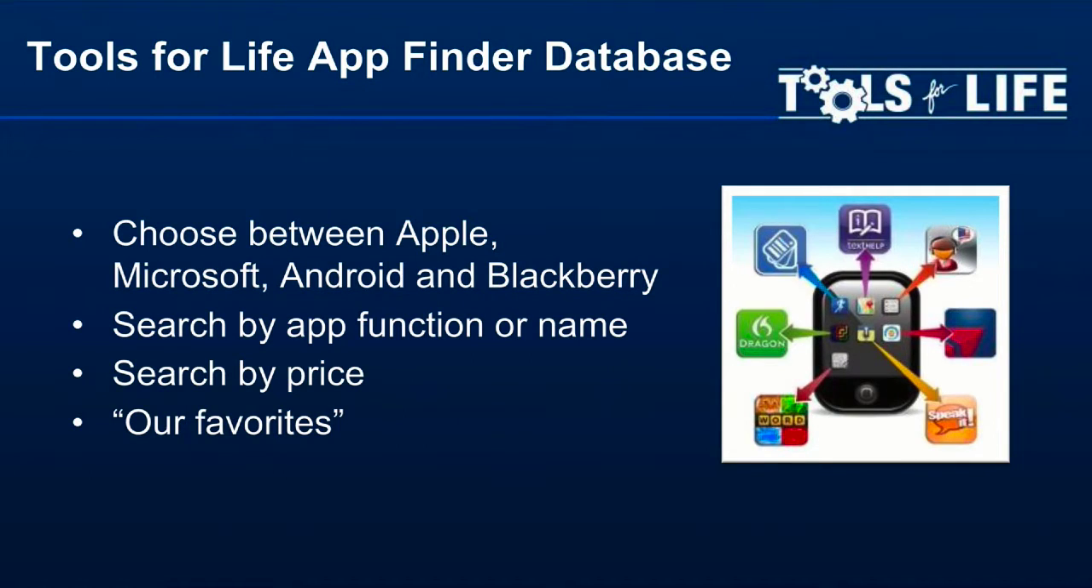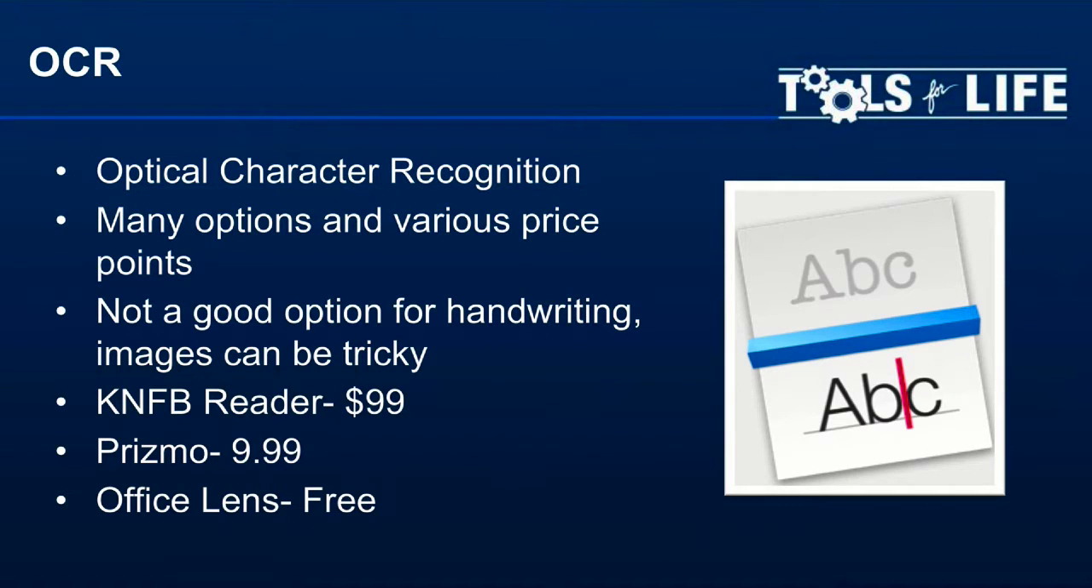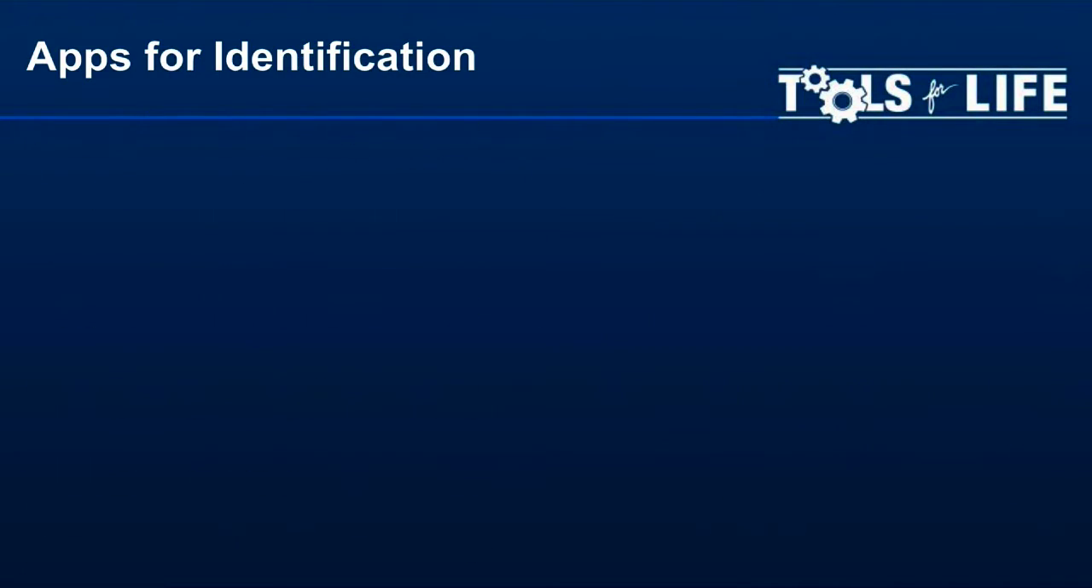These are definitely some of our favorites, and so we're going to zip through this part of thinking about optical character recognition. There are several that are out there. There's still some needs for more high-tech, if you will, solutions, like KNFB Reader, which is $99. There's also Office Lens, which is free. Microsoft CIDI, which I've talked about, that's free. Prismo, which is under $10. And so we'll move to the next.